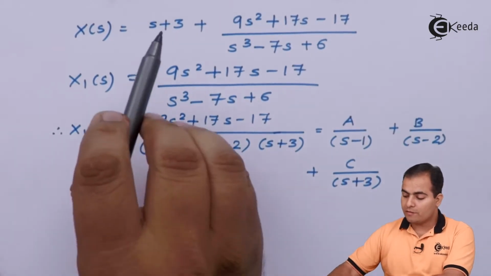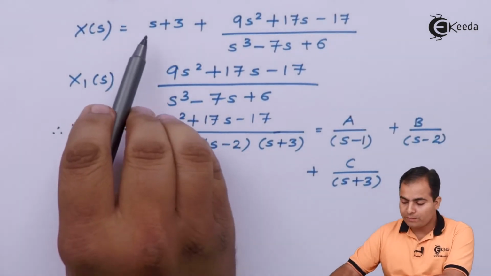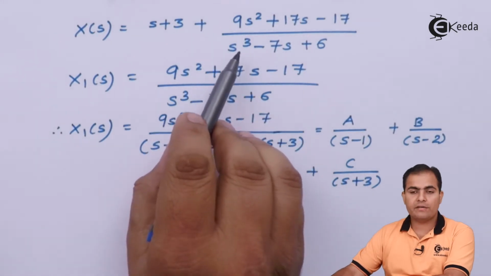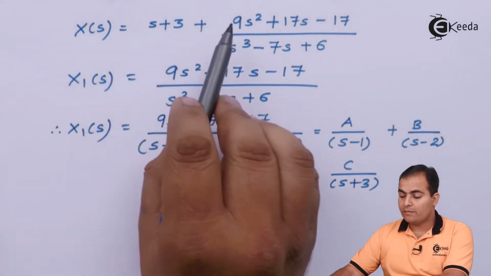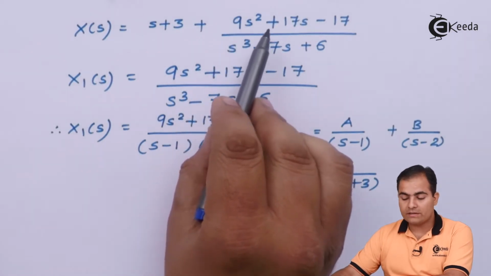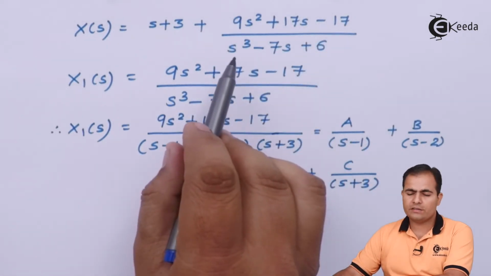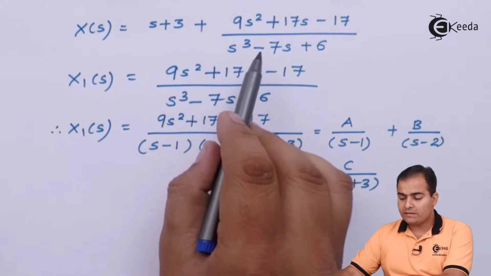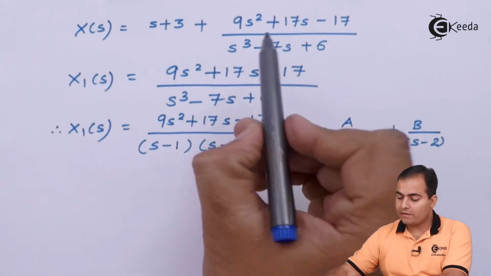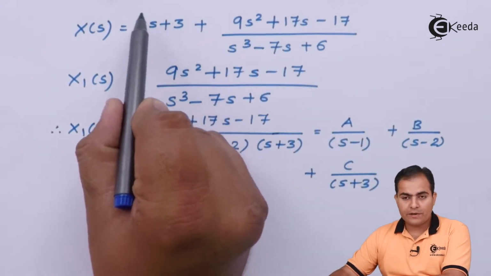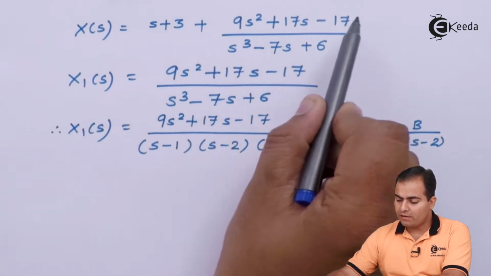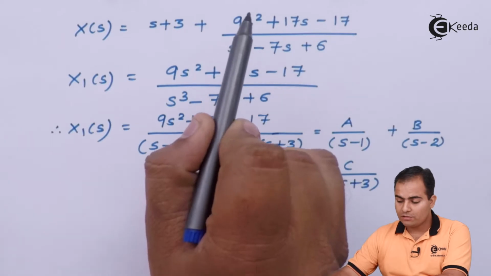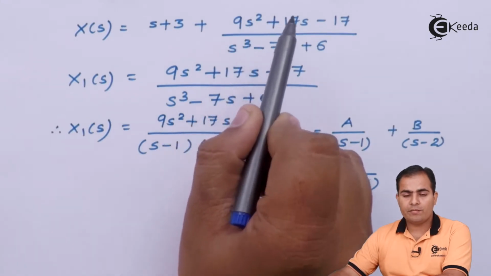Now I have substituted my quotient part, remainder part, and denominator or divisor part in our formula. My quotient was s plus 3, my remainder was 9s square plus 17s minus 17, and my denominator, which is my divisor, s cube minus 7s plus 6. Now what is our next part? We can directly obtain the inverse Laplace transform of s plus 3, but first of all I'll find out the partial fraction, so that you will get the values of a, b and c.